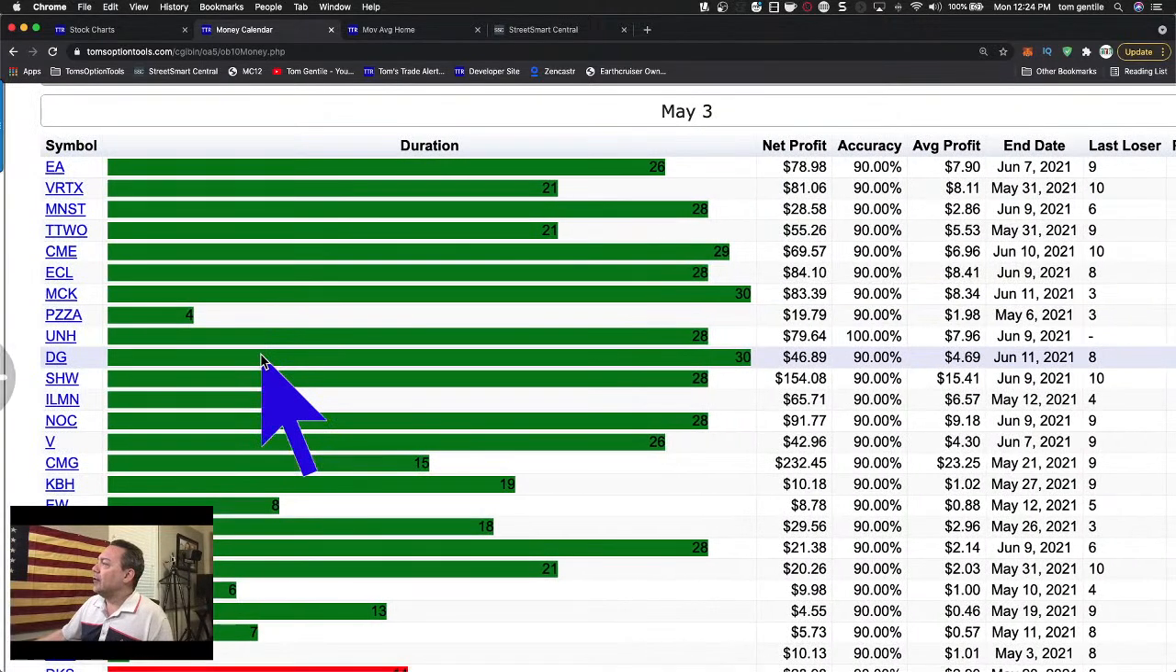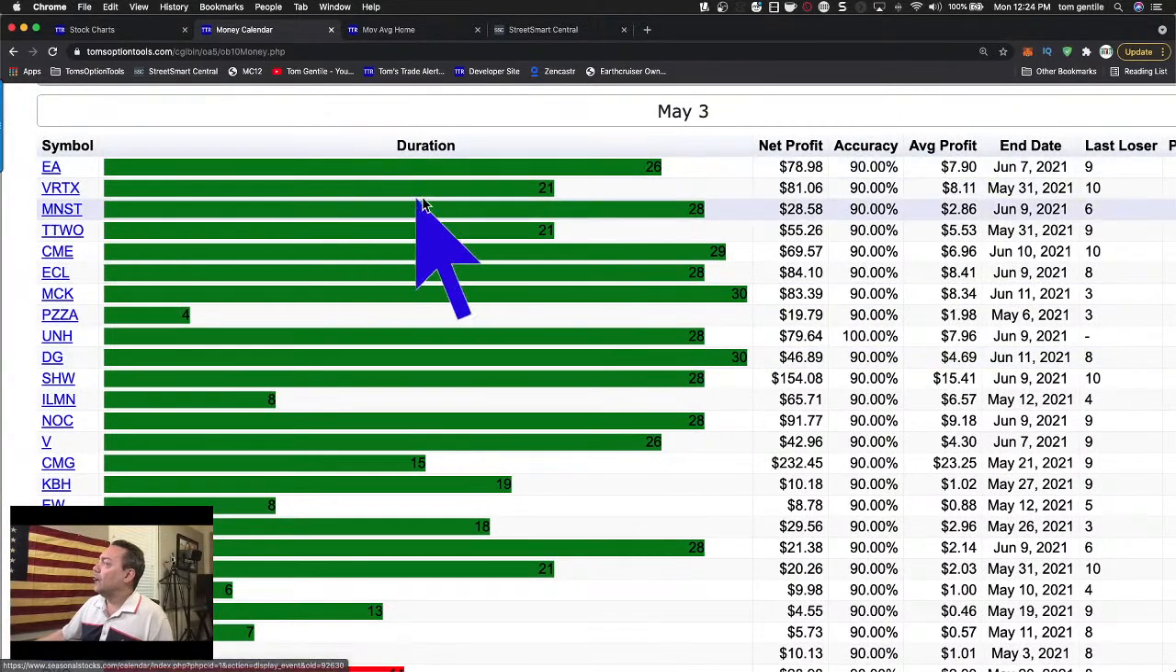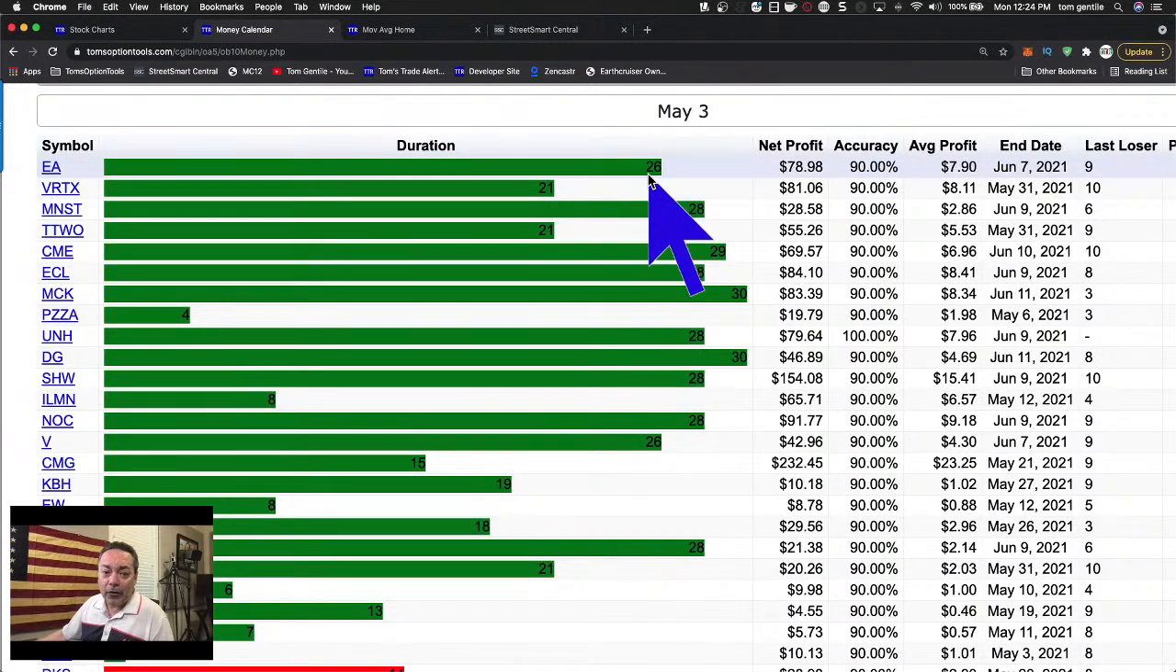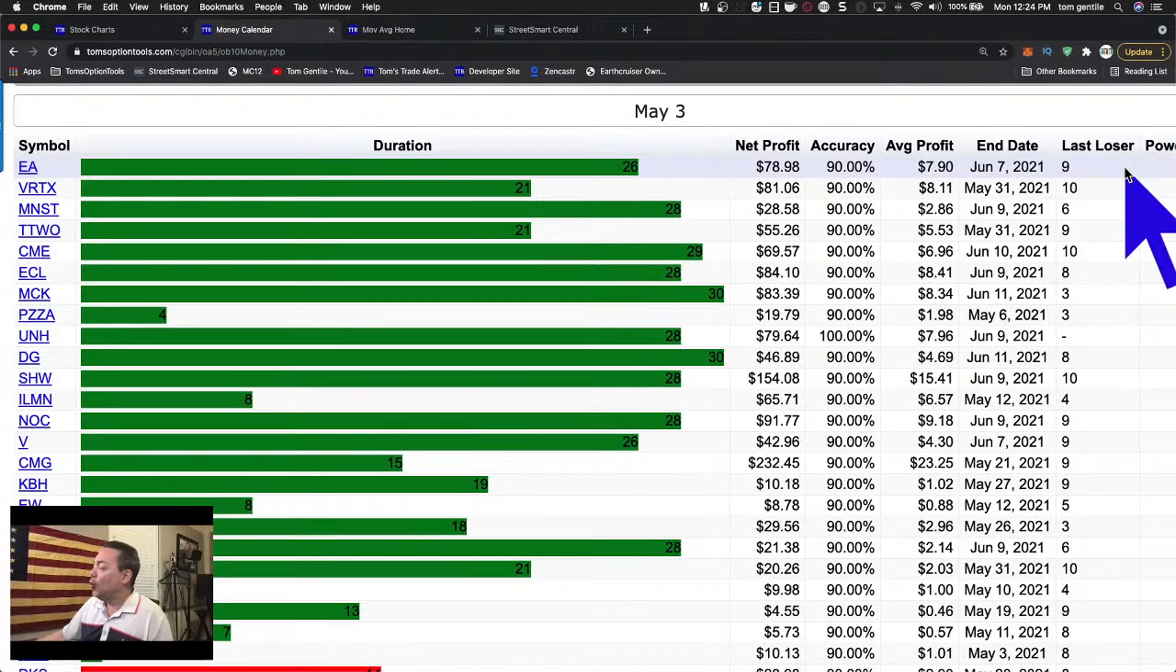So May 3rd shows me that EA Sports, for the next 26 days starting today, has had a history of going higher between now and, in this case, June 7th. The last loser, the last time this thing did not go up, was 9 years ago. All right? That's good to know, too.